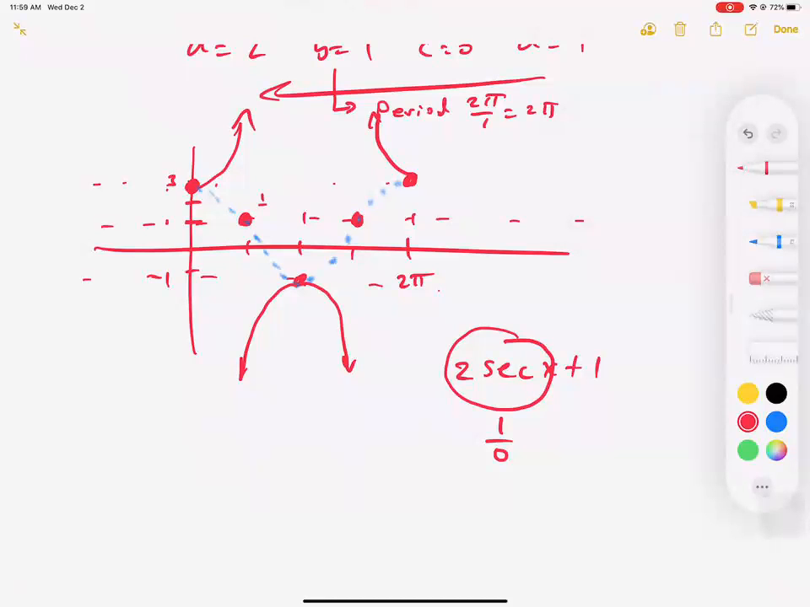Okay. So our goal is to first set up the framework for our graph. Once we have our framework done, we can then run away from our graph. And this is the graph of secant, because it's just the reciprocal of cosine. So if you can graph a cosine, you can graph a secant.